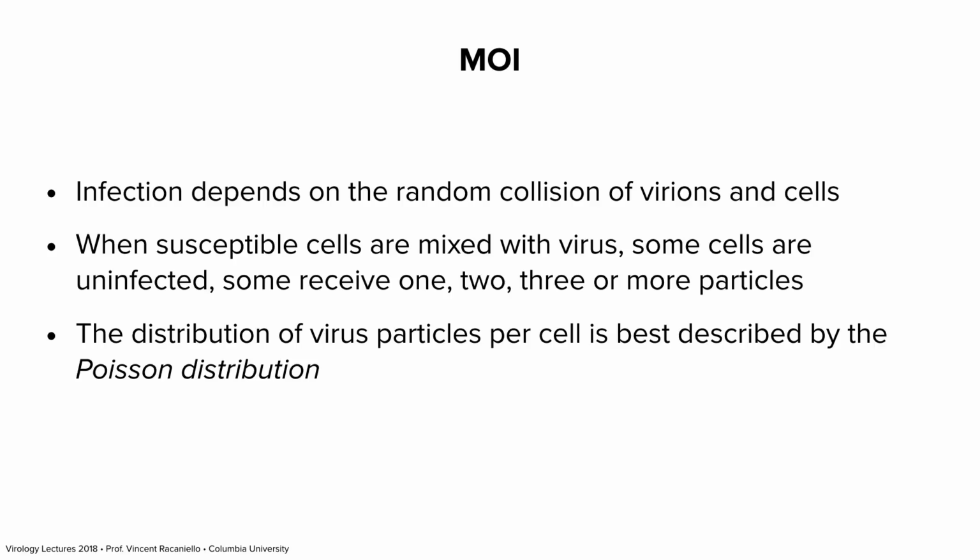So when you mix virus with cells, and they have to be susceptible, of course. They have to have receptors so that they can attach to the virus. Some cells will still be uninfected. They don't get a virus. Some get 1 virus, some get 2, some get 3, some get more. And that distribution is defined by the Poisson distribution for virus infection of cells. And so that's how you know what fraction of your culture is infected, by using this distribution.